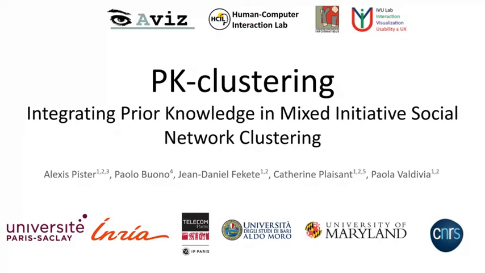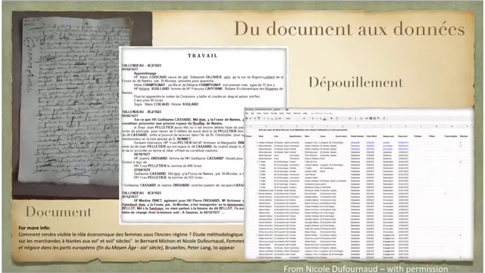So it's a work called PK clustering, and it's about integrating prior knowledge in mixed initiative social network clustering. It's a work that I made with Paolo Bono, Jean-Daniel Fekete, Catherine Plaisant, and Paola Valdivia across multiple institutions, as you can see. It's a work we have done in collaboration with social scientists such as historians.